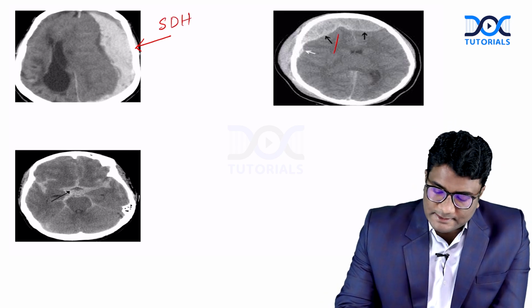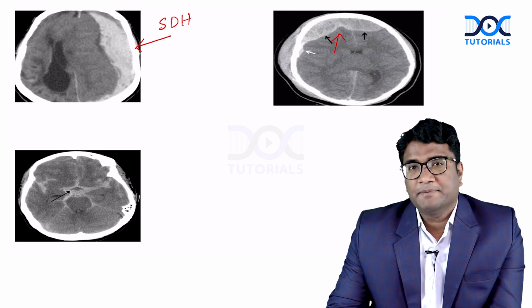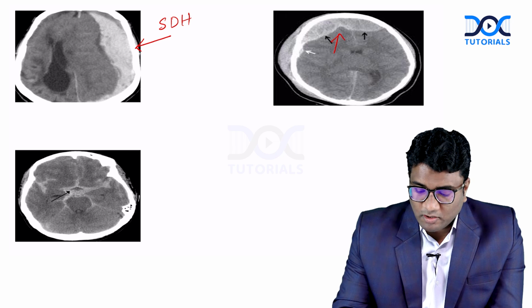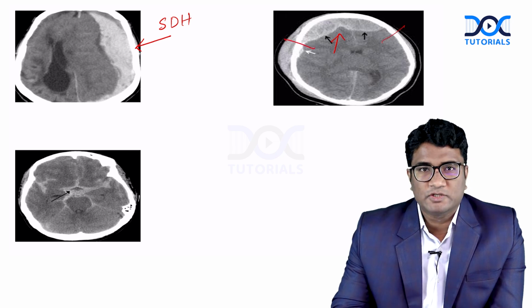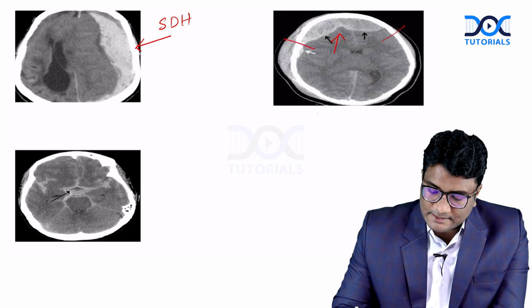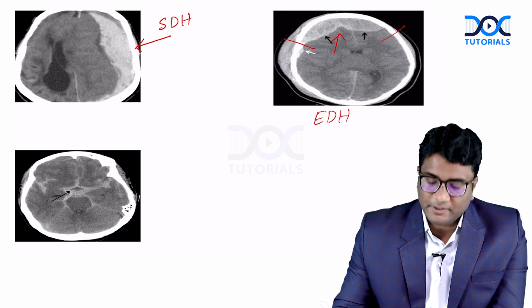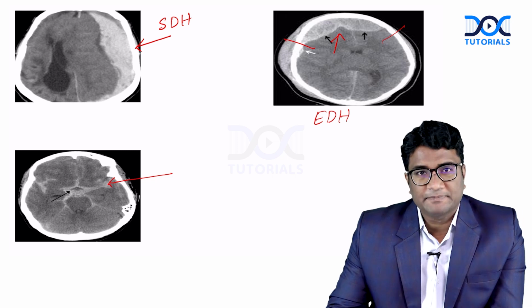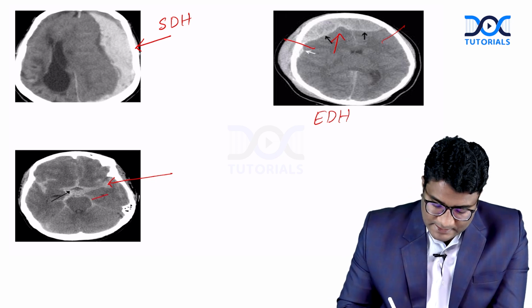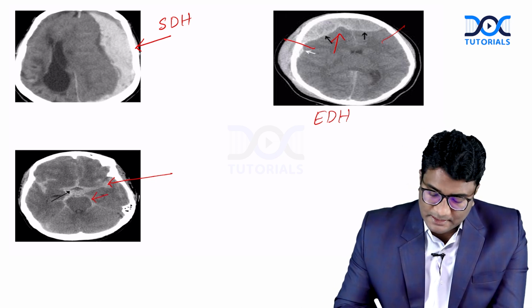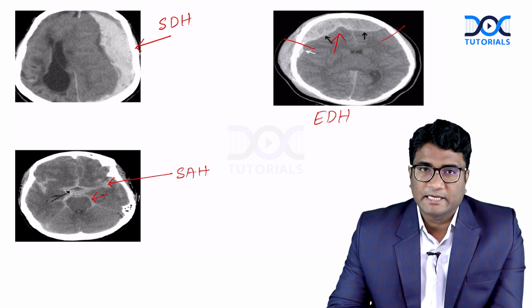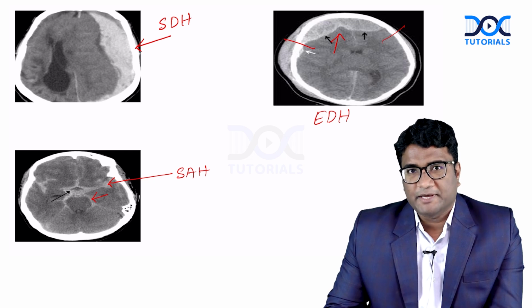And what do you think is this? This is a hyperdense collection which is crossing the midline. If it is not crossing the sutures but is crossing the midline, this is your epidural hematoma. And where do you see hyperdense sulcal spaces, sylvian fissure, basal cisterns? If they are hyperdense like that, this is your subarachnoid hemorrhage. So, keep this in your mind and be clear on these images.